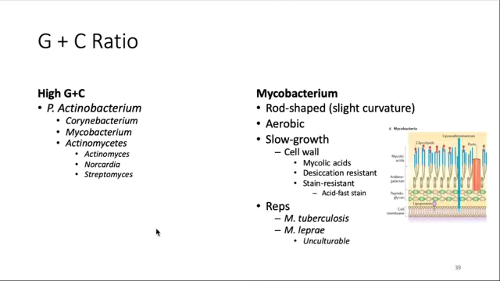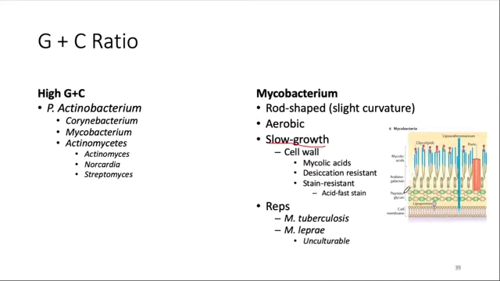Then another important group would be the Mycobacterium. The genus Mycobacterium are rod-shaped. They may be curved, but they are aerobic. They are characterized by slow growth, so they grow in a very slow fashion. They have cell walls that are made up of mycolic acid.